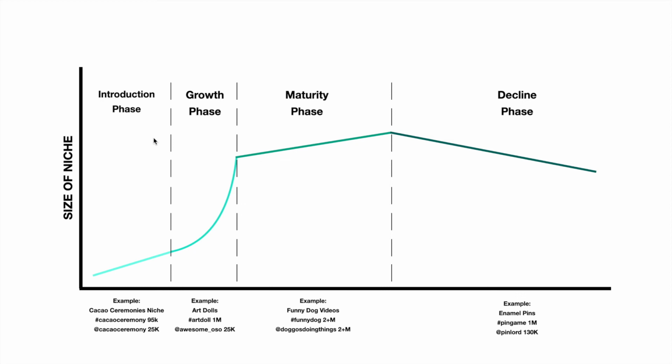An example of a niche in an introductory phase is the cacao ceremonies niche, which you can look up. A niche in the growth phase is the Artals niche. A niche in the maturity phase is likely the funny dogs video niche, for example. And a niche in the decline phase is likely the enamel pins niche, which is sad for me because I love that niche and I have an account that's part of it. But a lot of the accounts at this point are losing a lot of followers, not making many sales, which is a really good indicator that a niche is in the decline phase.